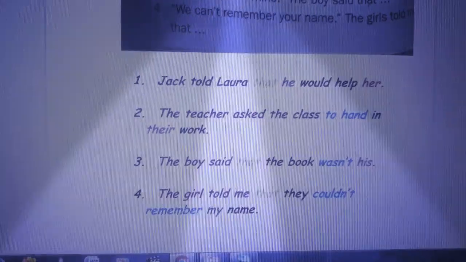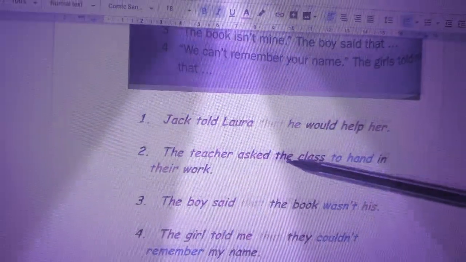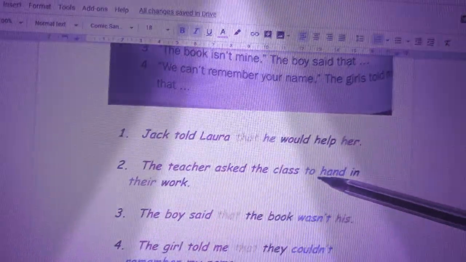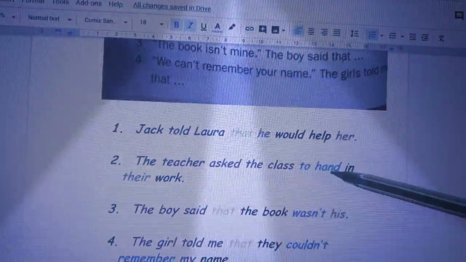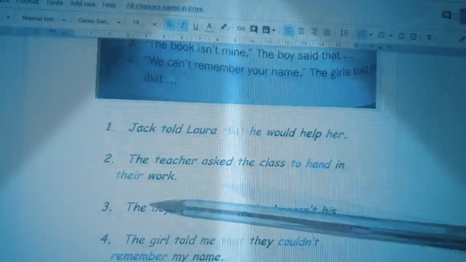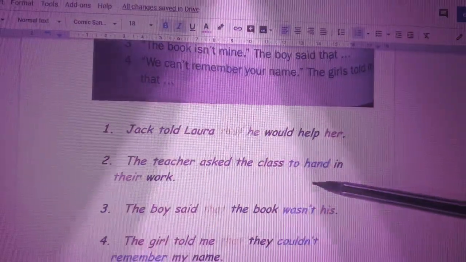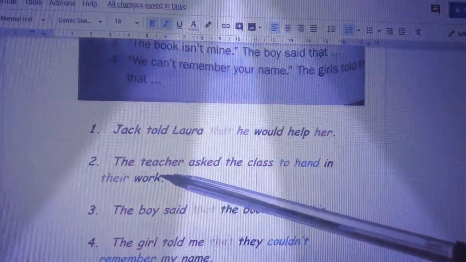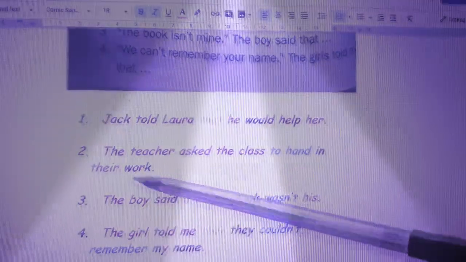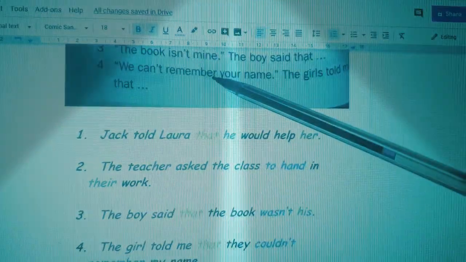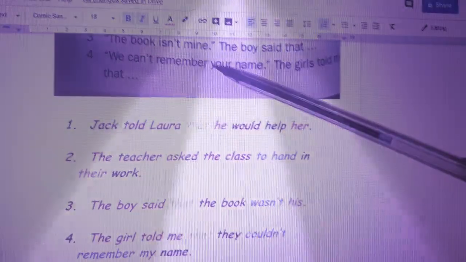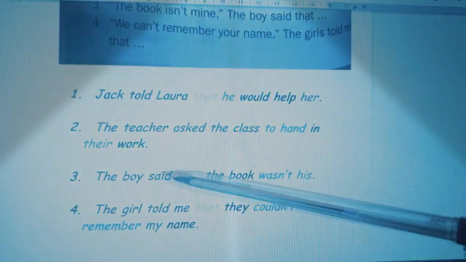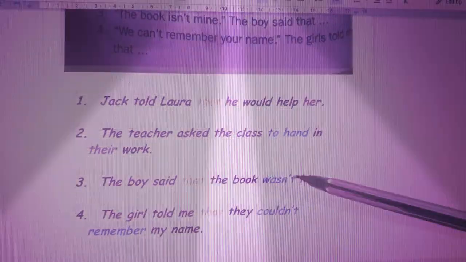As you can see here, the teacher asked the class. See, I put it in a different color. To hand in their work. So here in the sentence it was your, it becomes their. Okay. Now number 3. The book isn't mine. The boy said that the book wasn't his.